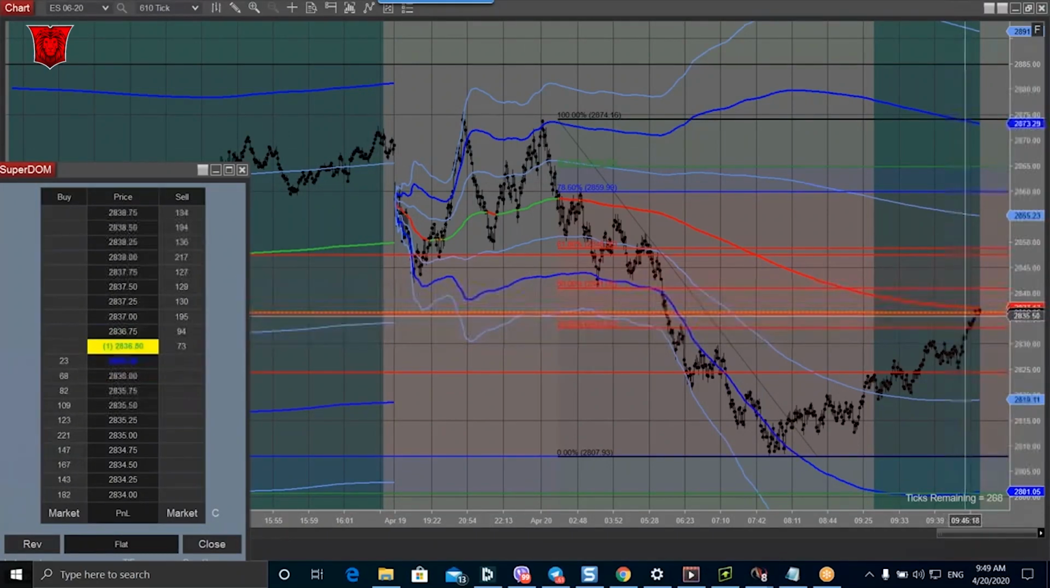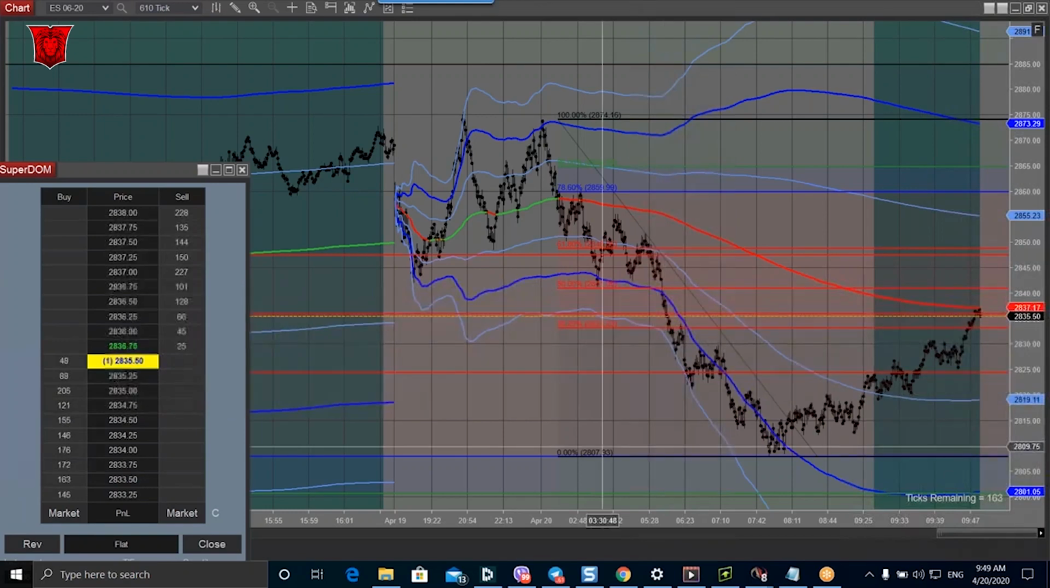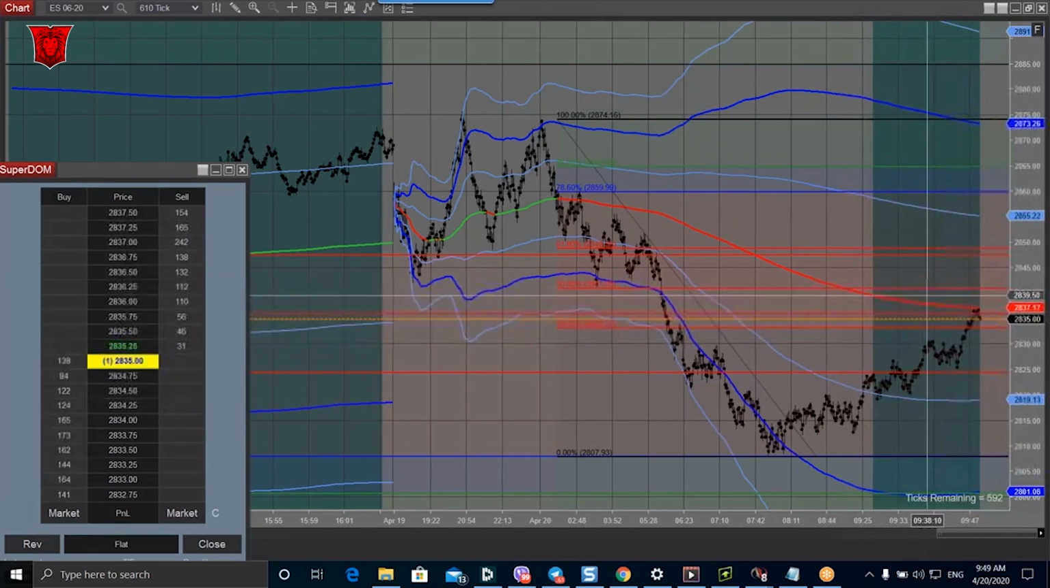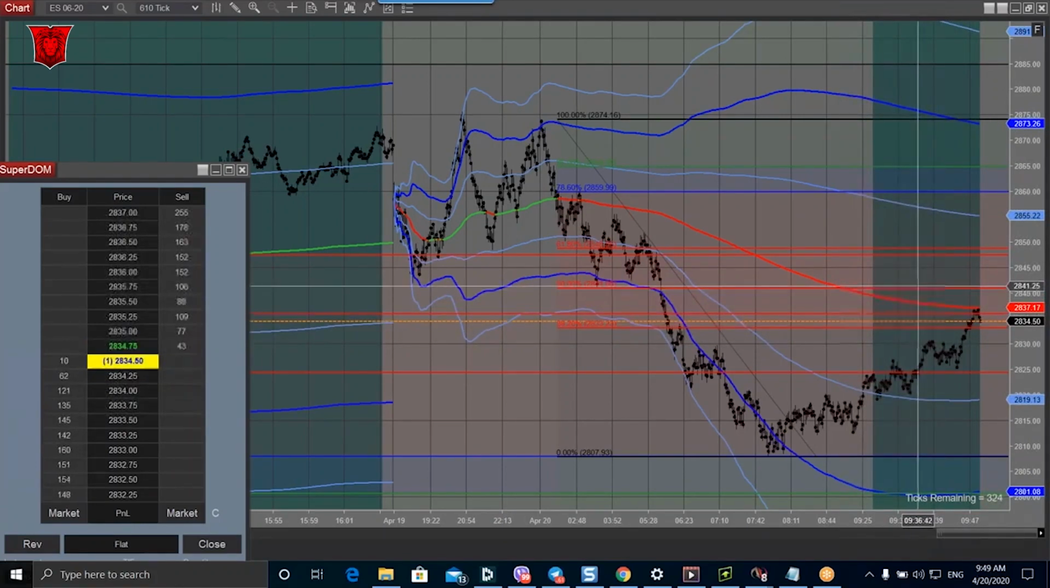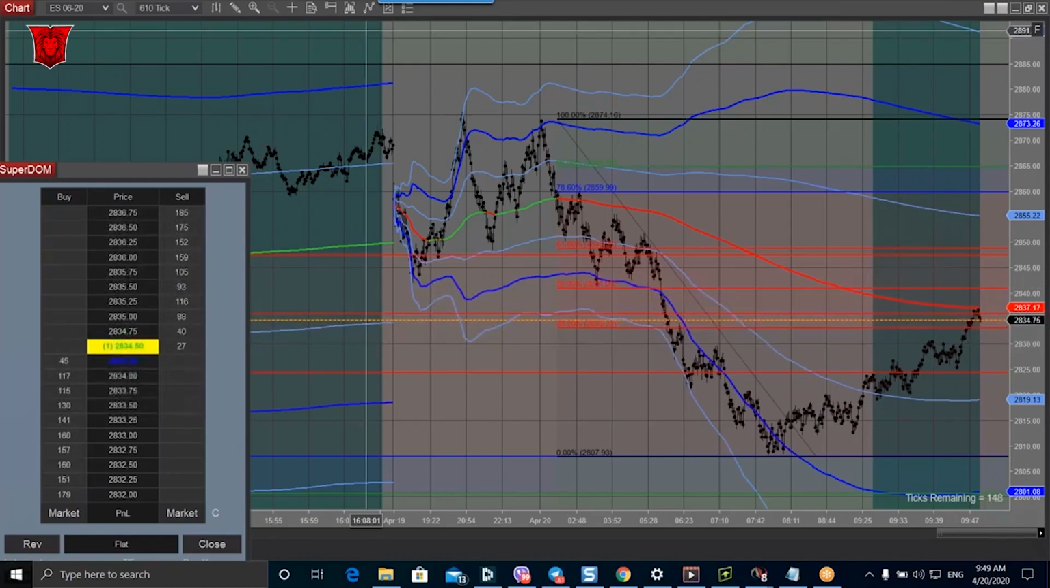Reach the VWAP right there. So we'll see what's going to happen here. We're trying to hit the 50% retrace. We'll see.